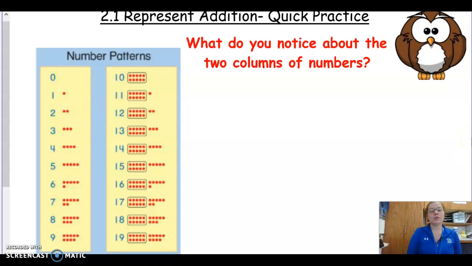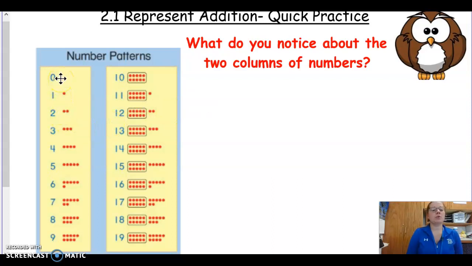Hi first graders, today we are starting Unit 2 and we're going to be working on representing addition. But before we get started, we want to look at our number patterns, and I want you to think to yourself, what do I notice about the two columns of numbers?